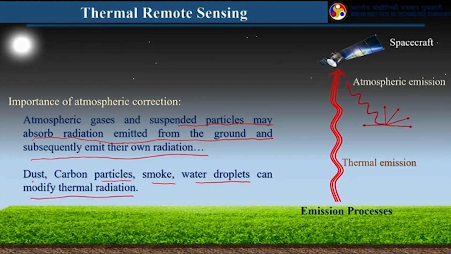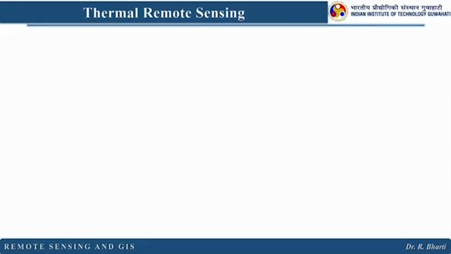Here you can see the main information we are getting from the surface to the sensor, but in between we have atmospheric absorption and scattering and then re-emission, and that will also be part of this information. So basically these are your path radiances.